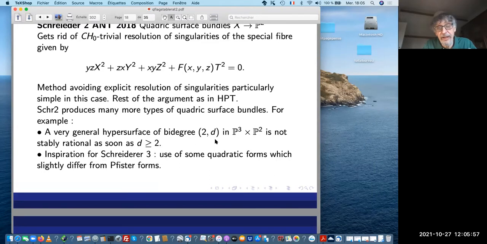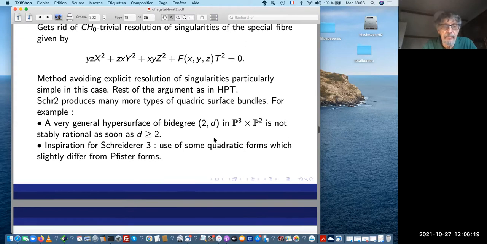In fact, there are a lot of games you can play with these things, and people have played this game. If you manage to do (2,2), quite often you manage to do (2,D) for D at least 2 by specializing in various ways. There are several ways to do it. You can use specialization to reducible fibers, as Totaro started to do in some cases. You can also do that here.